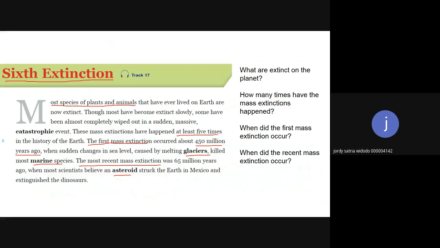So I can predict that the article is talking about the mass extinctions that happened on planet Earth, coming from natural causes and also human-made causes. And most of the plants and animals have become extinct so far. And the information will be related to those keywords.